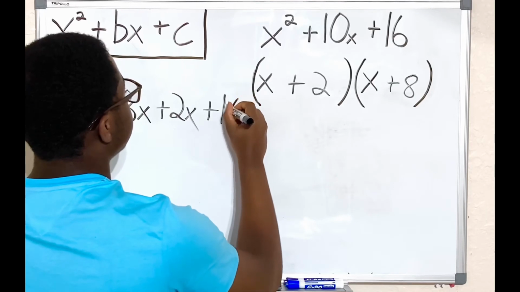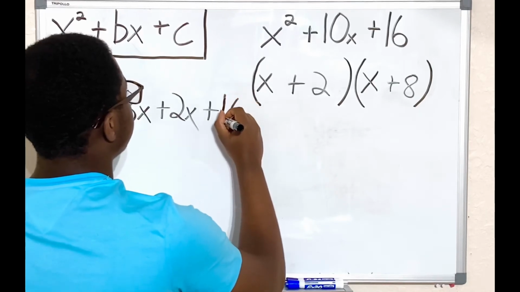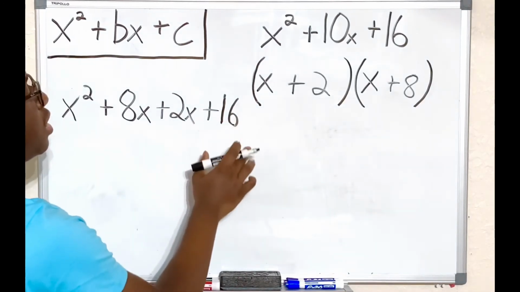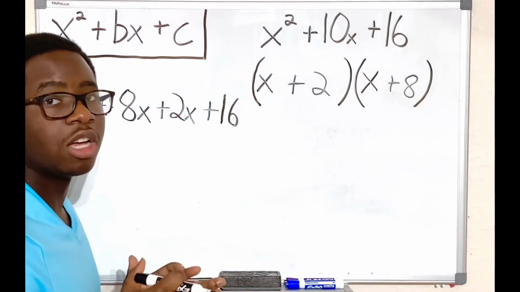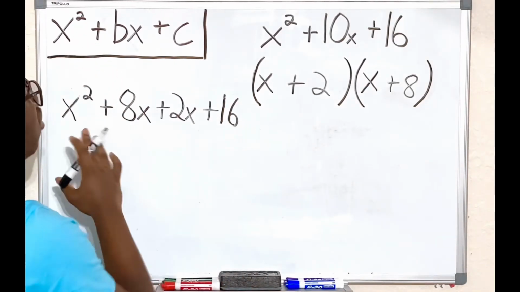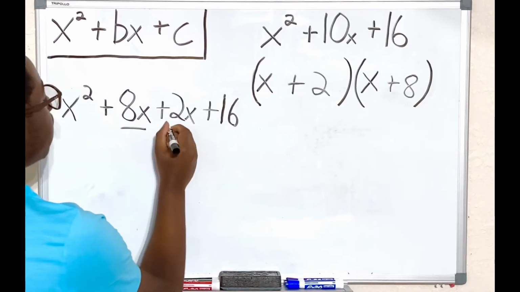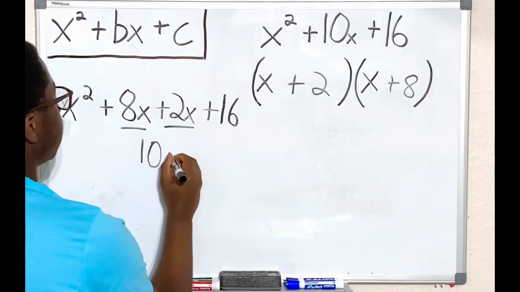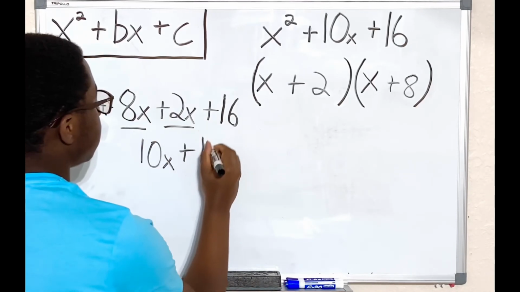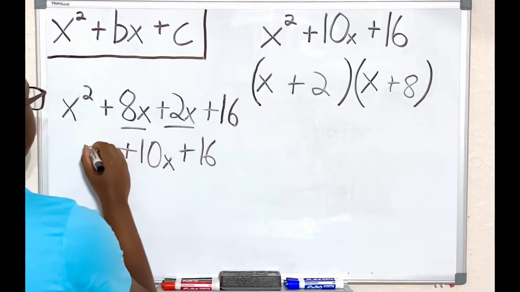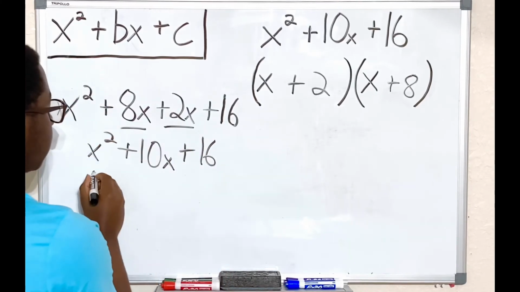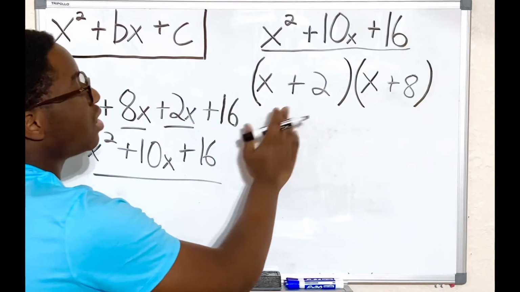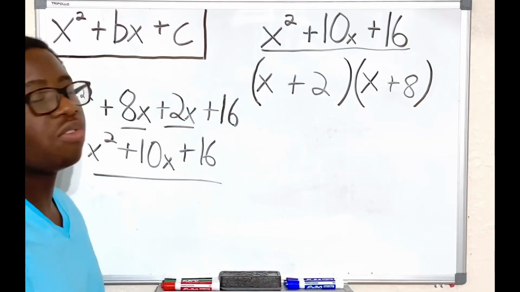Now notice it doesn't look the same as our original trinomial. We have x squared plus 8x plus 2x plus 16. What is left is to simplify. We're looking for like terms. 8x and 2x are alike, so we're going to add them, which gives us 10x. Plus 16. Bring everything down, plus x squared. As you can see, this is the same as our equation right here. Therefore, we know that x plus 2 times x plus 8 is the factored form for this trinomial at the top.